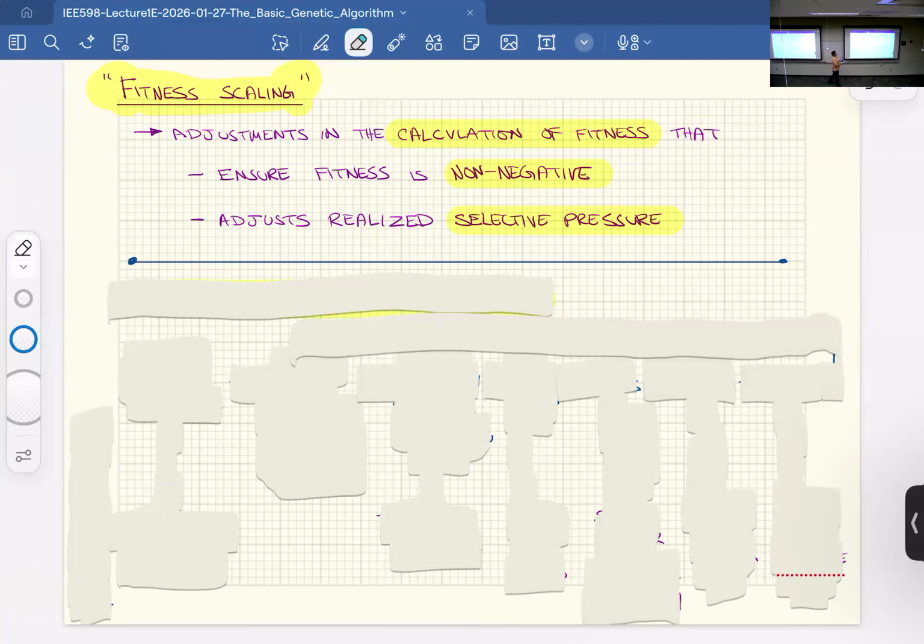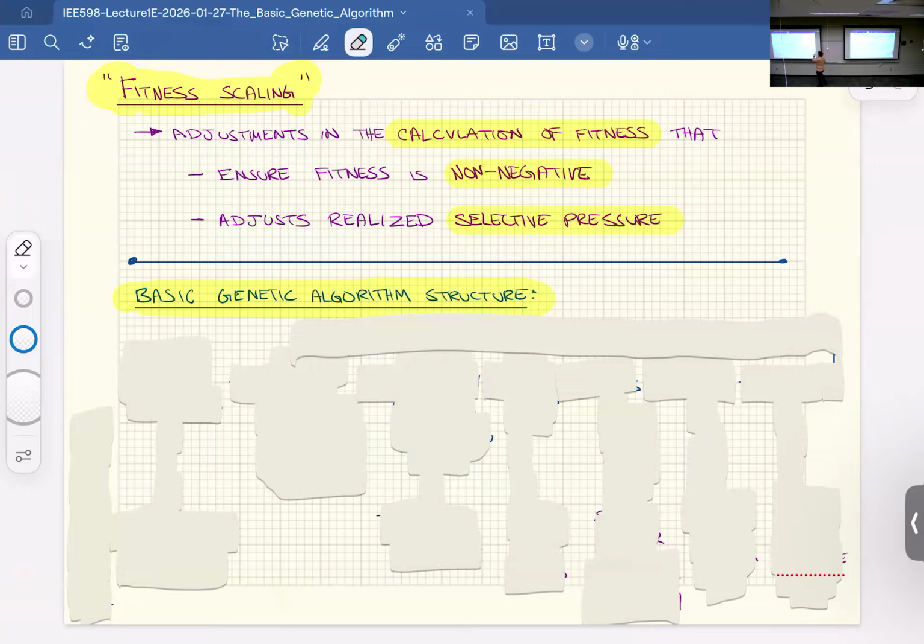erasing things here. Okay, so this is just summarizing what we mean by fitness scaling. That's the point of fitness scaling: ensure fitness is non-negative and adjust selective pressure. All right, so now let's start laying out the algorithm structure so that we can then start filling in all these operators, maybe a little bit today, but then definitely on Thursday.